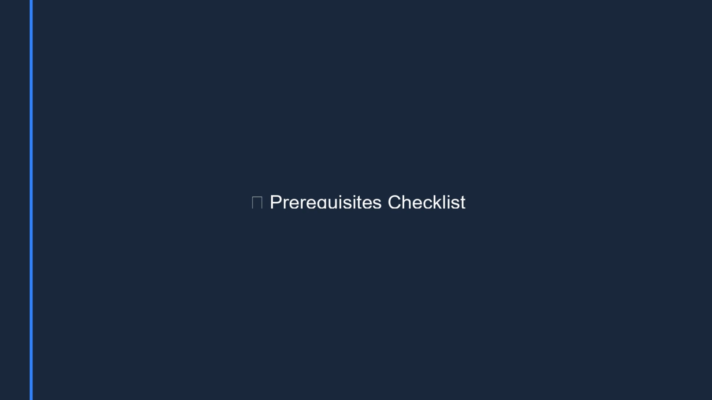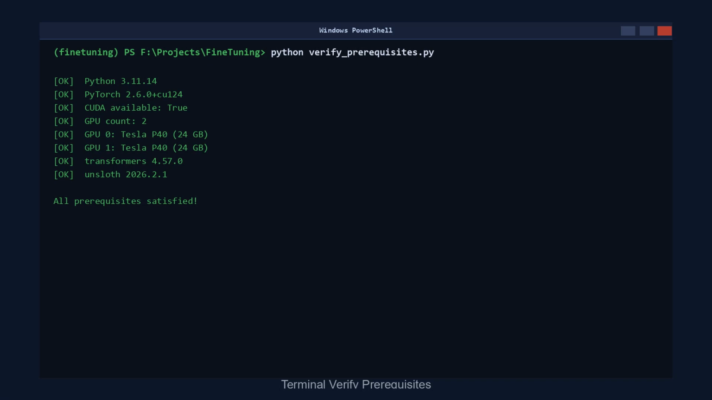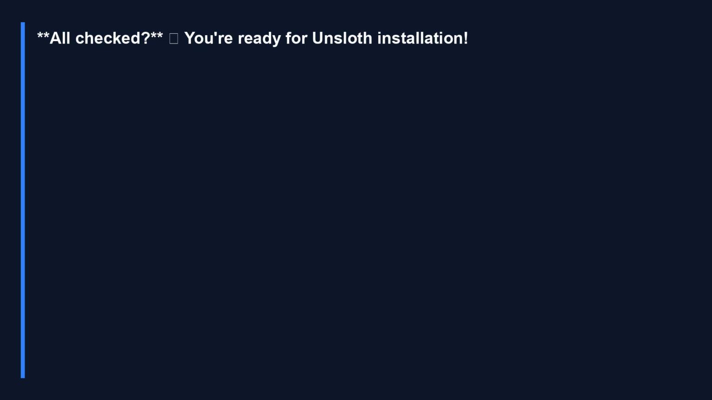Prerequisites checklist. This is what a fully passing prerequisites check looks like. Python 3.11.14 confirmed. PyTorch with CUDA support confirmed. Two Tesla P40s, each with 24 gigabytes confirmed. The transformers and accelerate libraries at the right versions confirmed. The final line reads, all prerequisites satisfied, and that's the only line that matters at this stage. If your output matches this, you're not guessing that your environment is ready. You know it is. Every box checked means you're standing on solid ground.